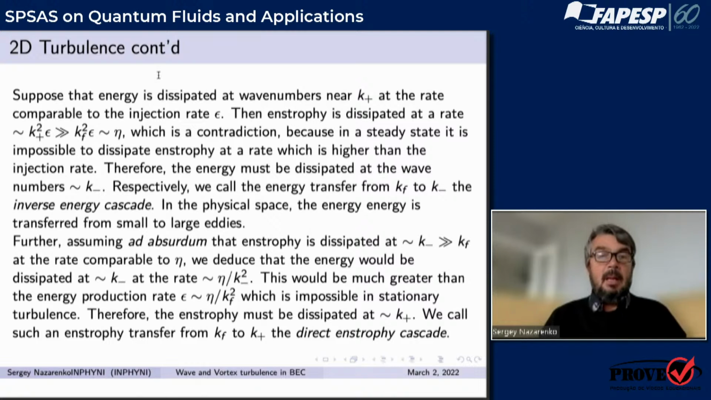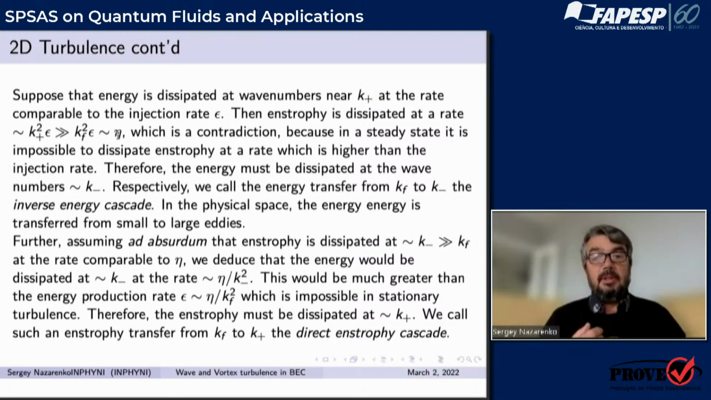And suppose now that the energy is dissipated at wave number close to k plus, in the high wave number dissipation range. Then, because of the relation between the dissipation rate of entropy and energy, again because of this k squared factor, dissipation of entropy there will be k plus squared times epsilon, which is of course much greater than kf squared epsilon, because k plus is much greater than kf. The latter, kf squared epsilon, is of order eta, as we discussed on the previous screen. And so you see, we then get that the dissipation rate of entropy is much greater than the injection rate of entropy, and this is not possible because entropy is conserved. You cannot dissipate more entropy in steady state than you are producing.